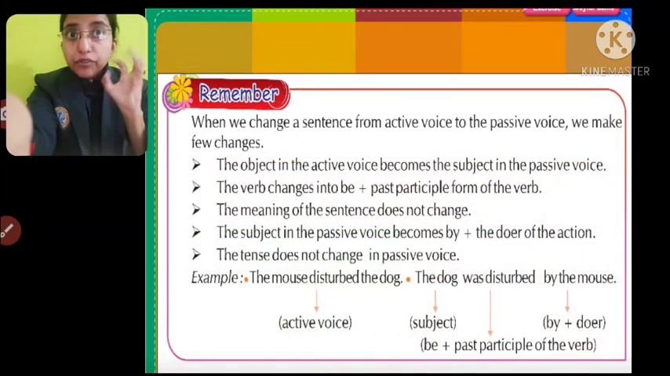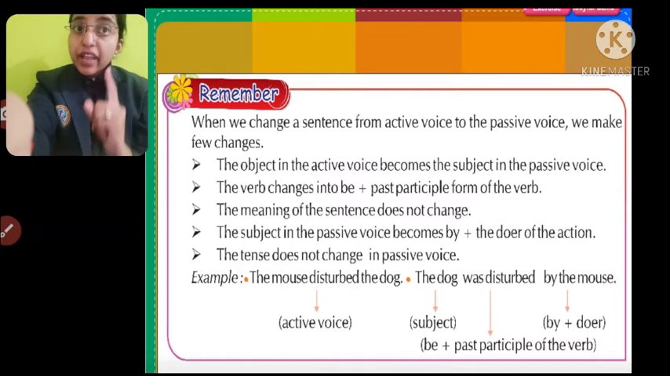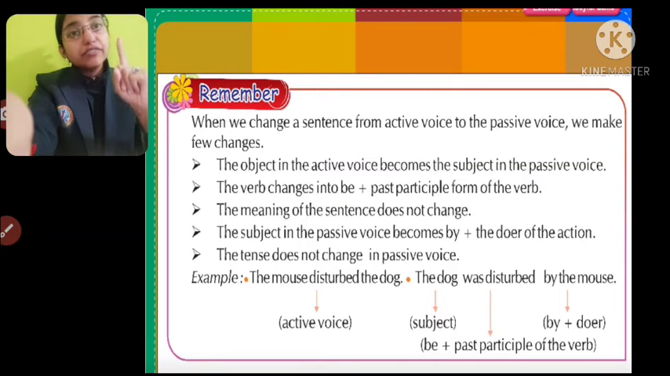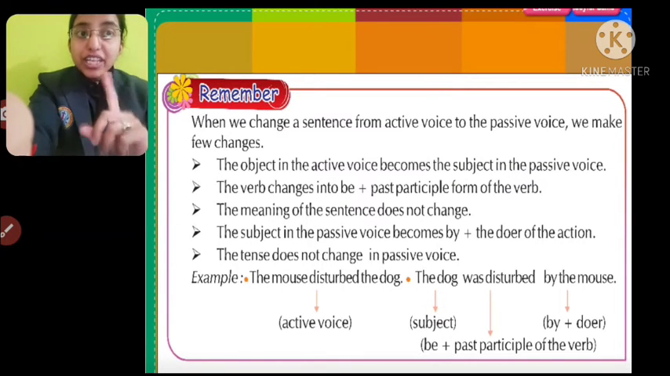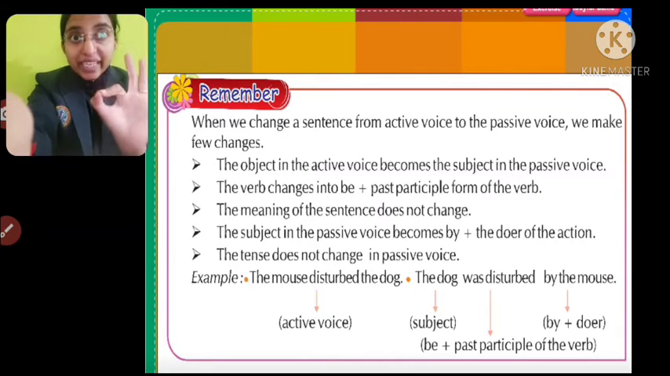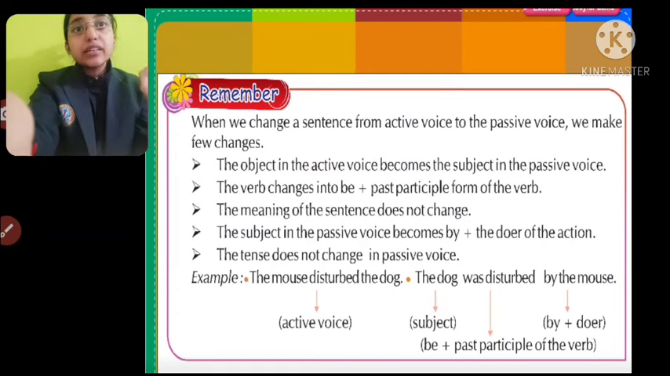Now what we have to remember here? There are certain points to be remembered. When we change a sentence from active voice to passive voice, we make few changes. The object in the active voice becomes the subject in the passive voice. The verb changes into be plus past participle form of the verb. The meaning of the sentence does not change.